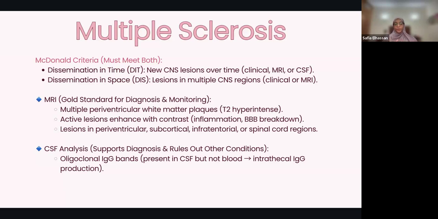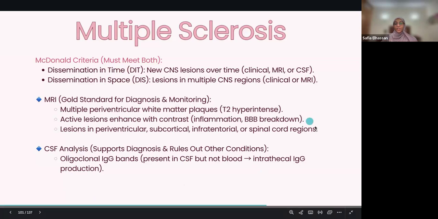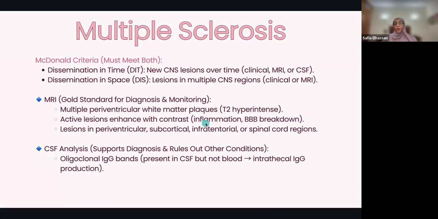So with the MRI, you would be able to see multiple periventricular white matter plaques, which we'll look at in a minute. And when you have active lesions, they will become enhanced when you give contrast. And the lesions would specifically be located in the periventricular region. So this is the most common. And you can also see it in subcortical, infratentorial, and spinal cord regions.